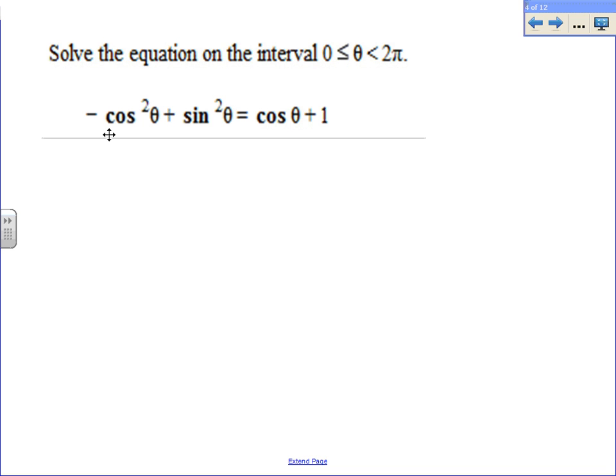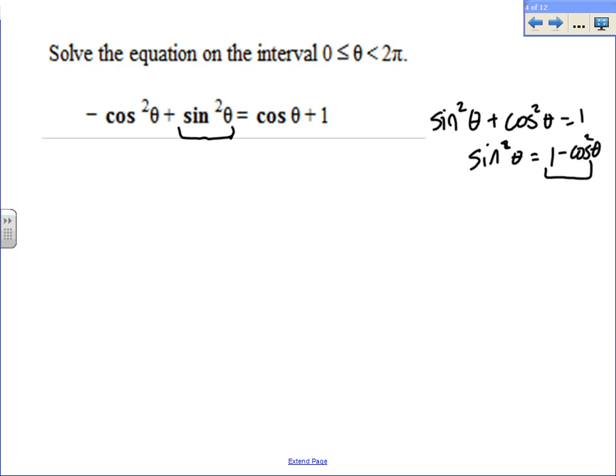Now I'm going to take advantage of the fact that there's some squares in there. Since this is a sine squared, what I'm going to do is use a Pythagorean identity and make a substitution. So recall, in my Pythagorean identity, sine squared plus cosine squared is 1. And since I want something for sine squared there, I'm going to solve for sine squared. So I would get sine squared theta equals 1 minus cosine squared theta.